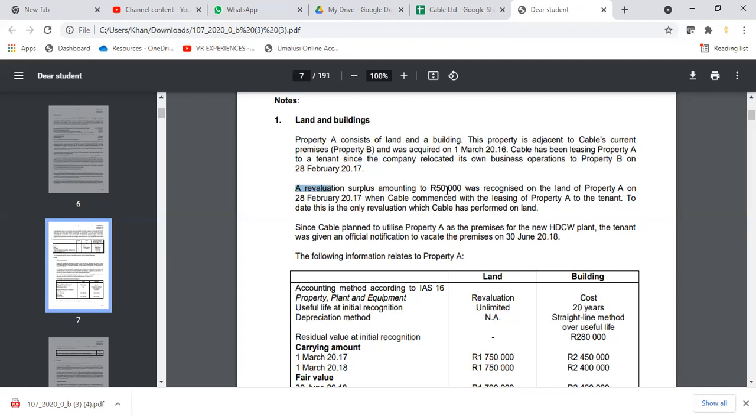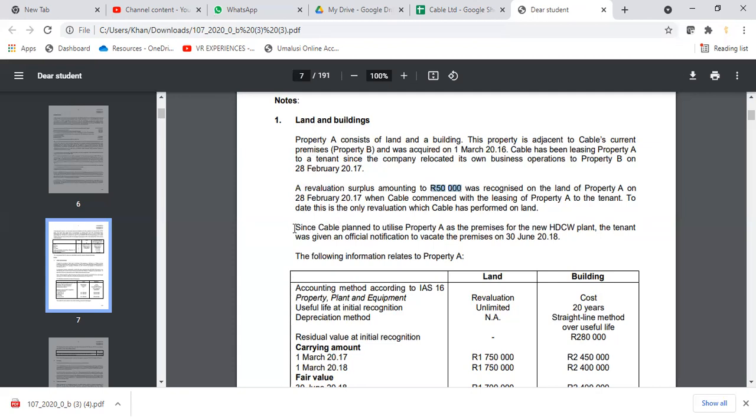Now the property is no longer 1.5 million, it is 1,550,000 Rand. So when they transfer from land and buildings to investment property, they're going to debit investment property SFP 1,550,000 and credit land and buildings PPE 1,550,000. Take note of that. So that is what this 50,000 Rand is all about. This all happened on 28 February 2017.